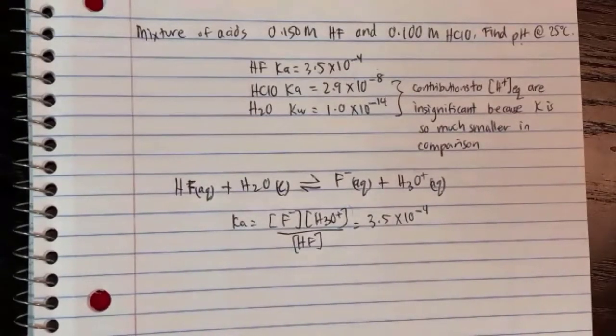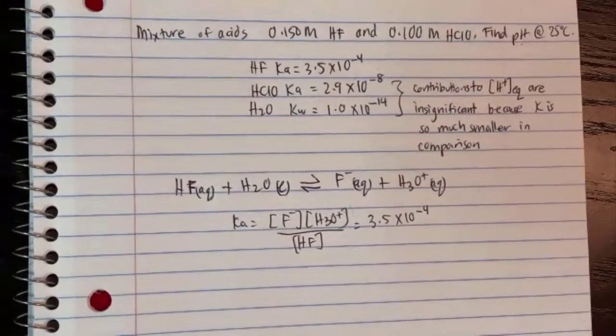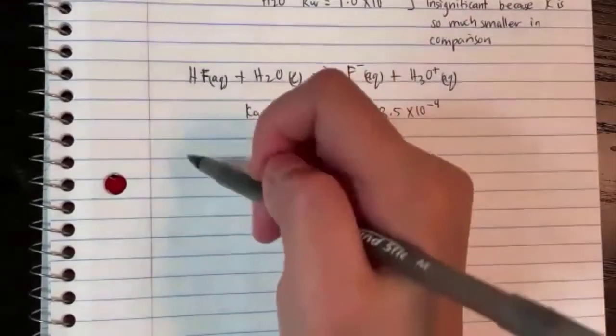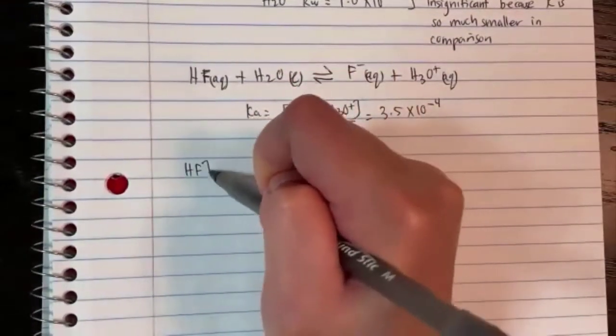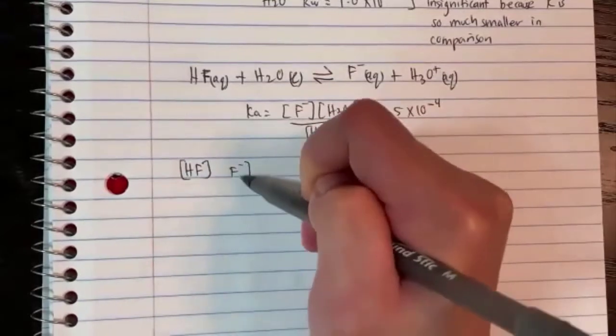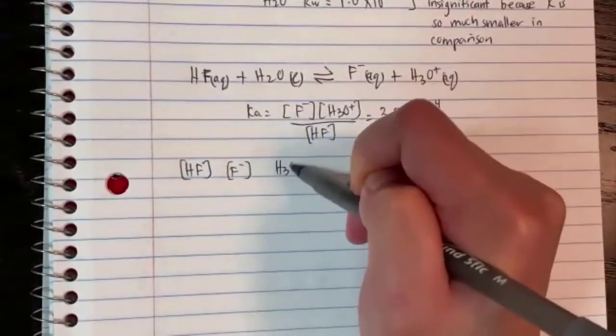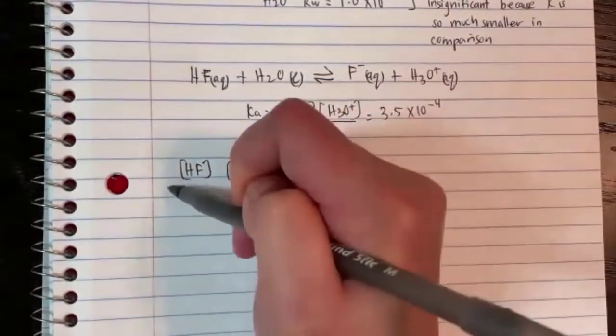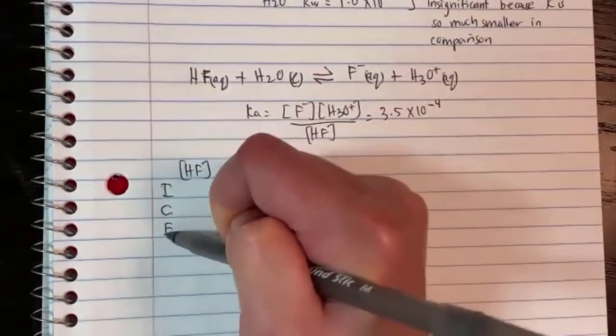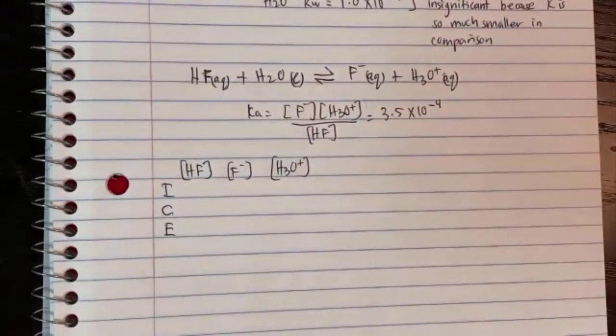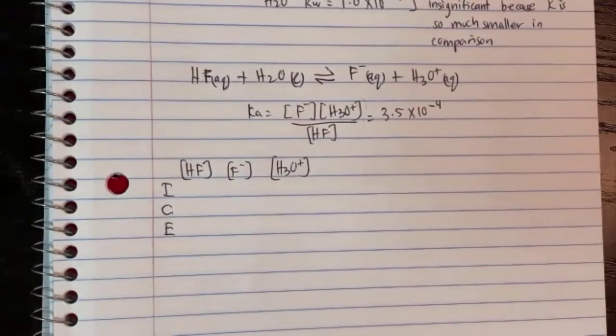Now, what's the next step? We set up our ICE table. So the ICE table is going to get set up: HF, F negative, H3O plus. Okay, so with the ICE table here, we have to put in our initial concentration.